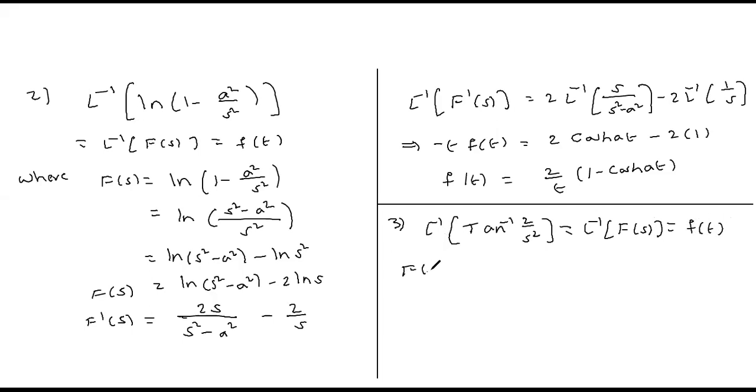So f of s is equal to what? Tan inverse of 2 by s square. Now apply the derivative. What is f dash of s? 1 by 1 plus (2 by s square) whole square, into the derivative of 2 by s square, which is minus 4 s power minus 3, that is minus 4 by s power 3.